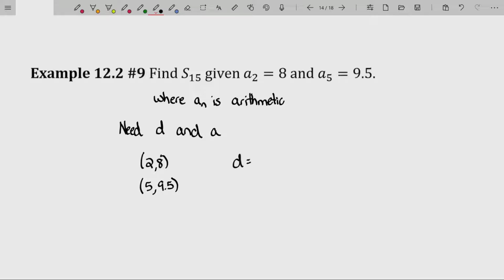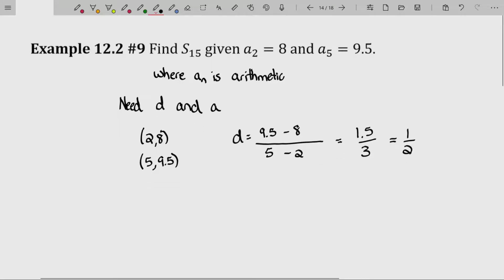And so therefore the common difference would be the slope between those 2 points. Again, arithmetic sequences are linear in form. So let's see, 5 minus 2. So I have, what is this, 1.5 over 3. I think it's a half. So our common difference is a half. Great. Now I know, therefore, that our formula will be 1/2 (n minus 1) plus the initial value.